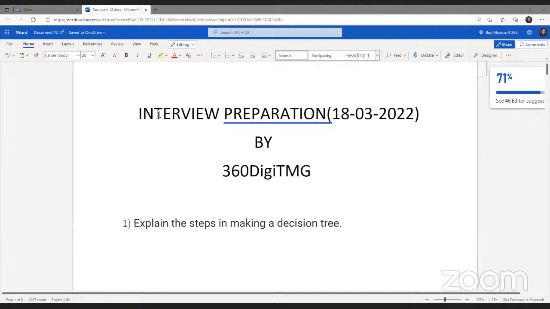Okay. So as of now, the first question of the day is: explain the steps in making a decision tree, which means what are the steps to be followed to make a decision tree. If anyone knows the answer, ping me in the chat box and we'll discuss the answer within a minute.